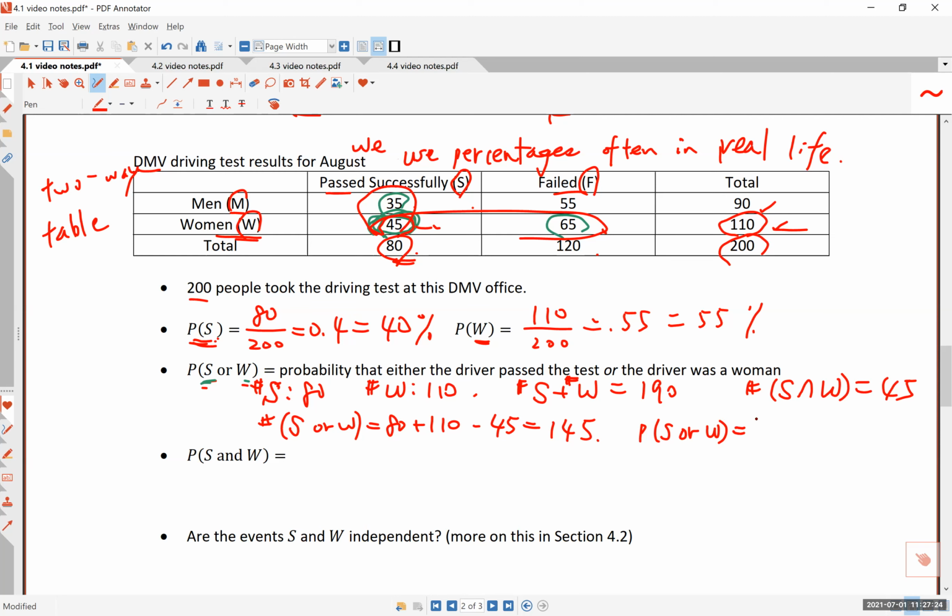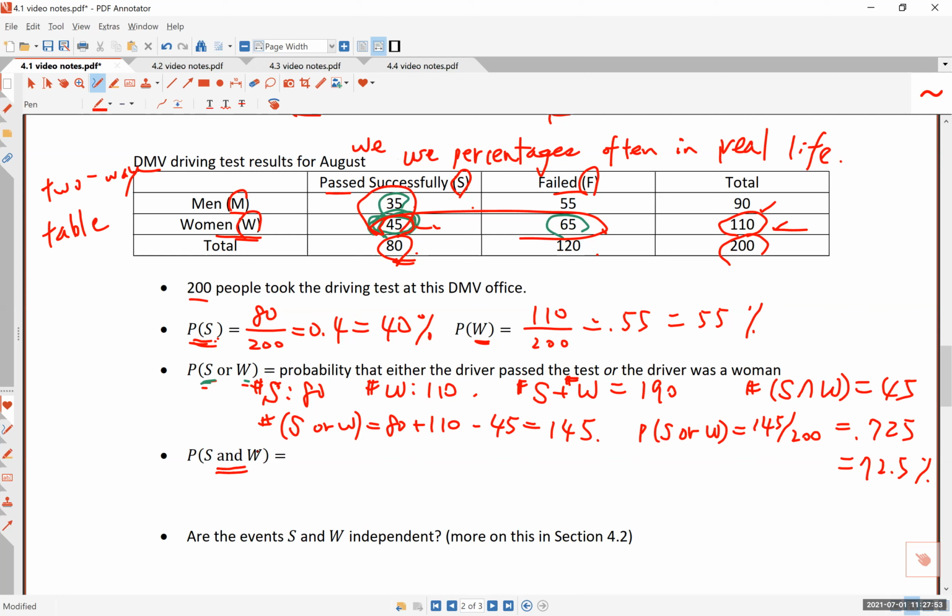And so now we have 145 divided by 200. This turns out to be 72.5%. Okay, so that's how you can calculate the probability of A or B, when you have two events that are connected by the word or.